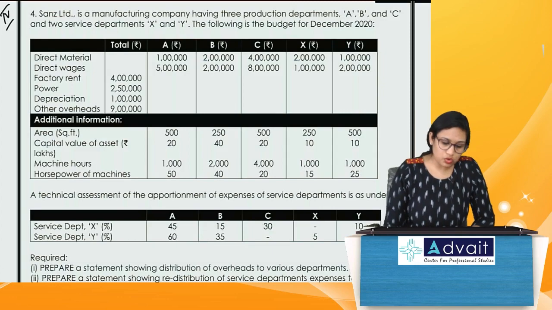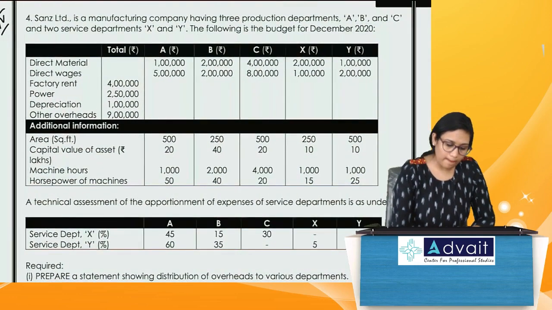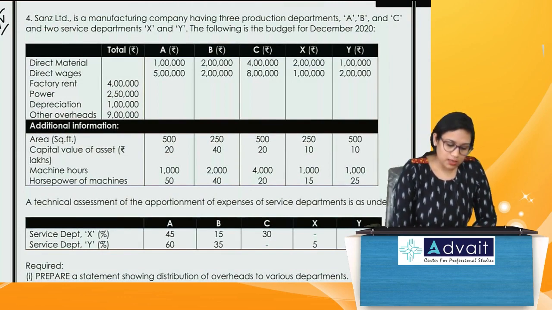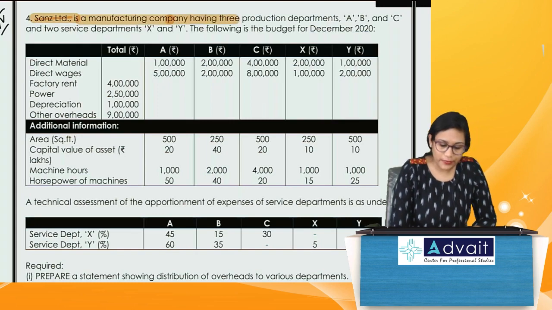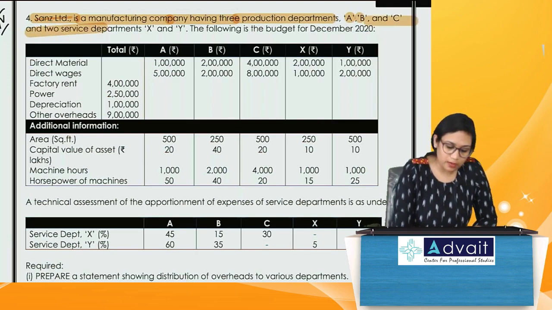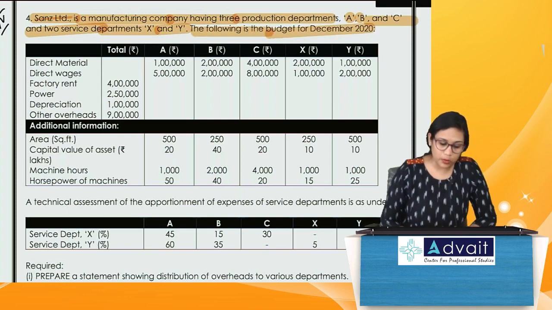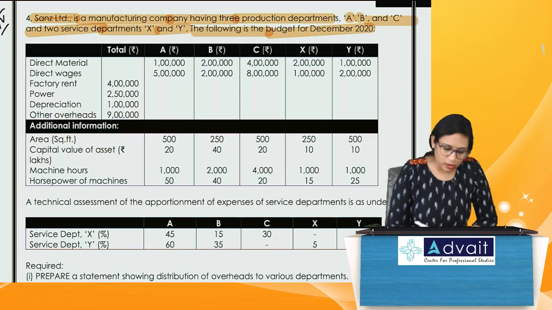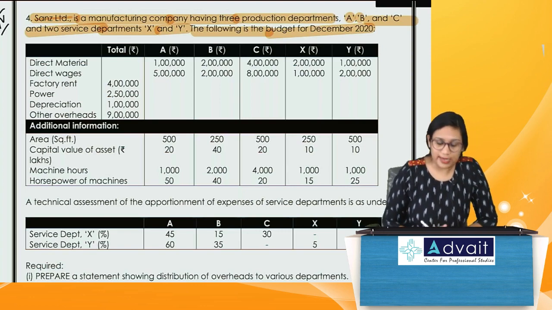Let's move on to problem number 4. Let's read the problem. Sands Limited is a manufacturing company having 3 production departments A, B and C and 2 service departments X and Y. The following is the budget for December 2020. Okay, so we have 3 production departments, guys, A, B, C and 2 service departments X and Y. So they have given us the following data. Let's see what they have given.